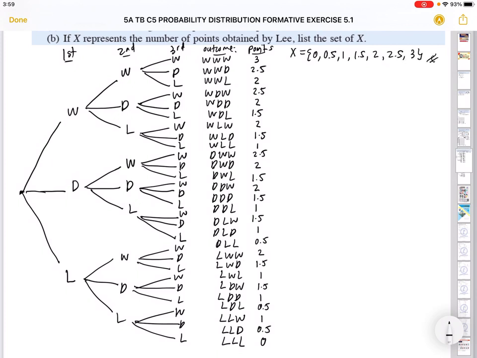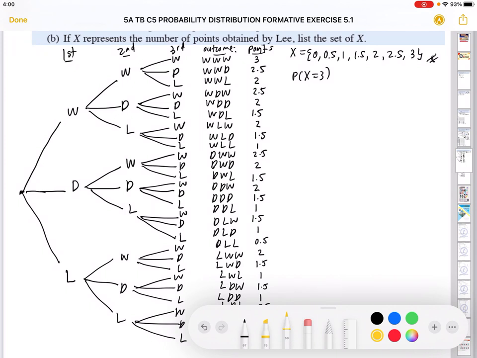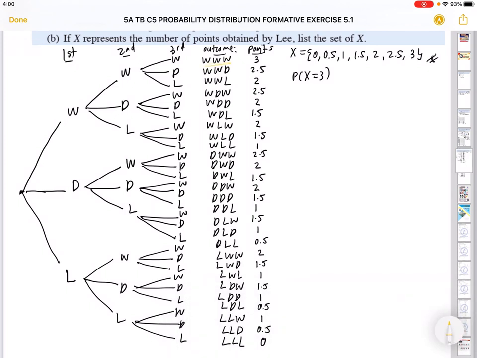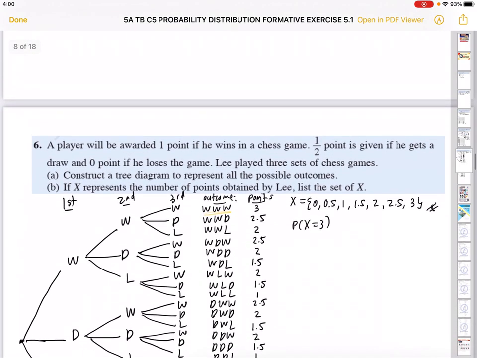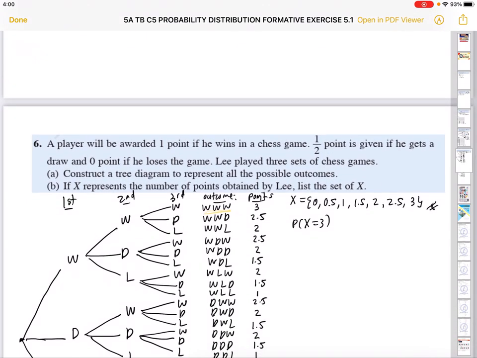Before I draw the table, let's calculate all the probabilities. Let's start with 3, because 3 is when all 3 win. So the probability of winning, let me see. The question actually didn't mention what his chance of winning is. So we just assume that the chances of him winning, drawing, and losing are all the same. They're all 1/3, right?